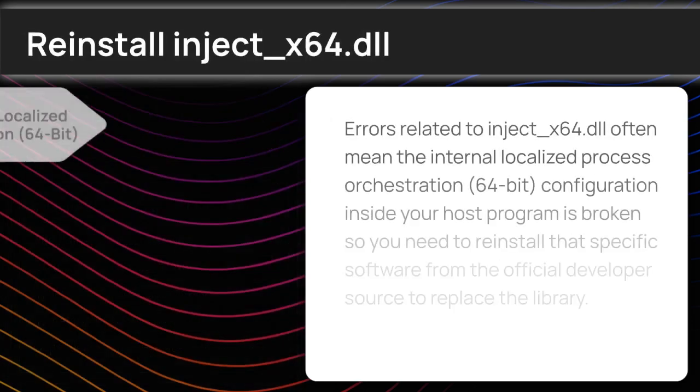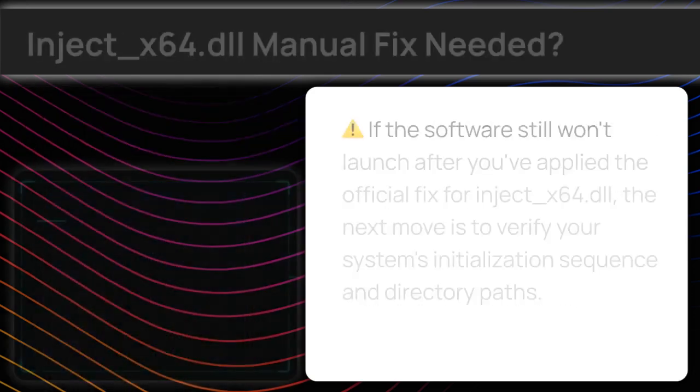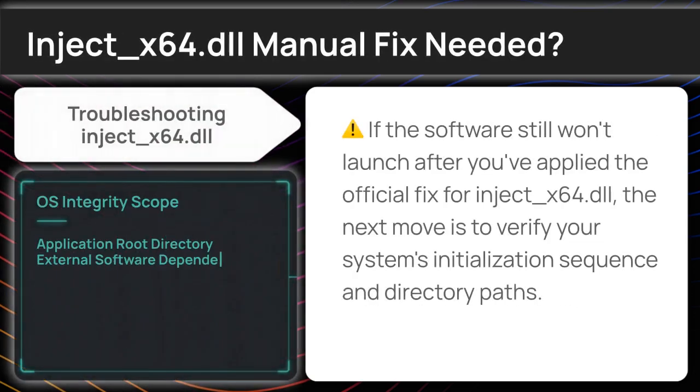Errors related to Inject64 Library DLL often mean the internal localized process orchestration 64-bit configuration inside your host program is broken, so you need to reinstall that specific software from the official developer source to replace the library. Persistence of this error after a clean reinstall suggests that the issue may reside within the current user session's initialization.